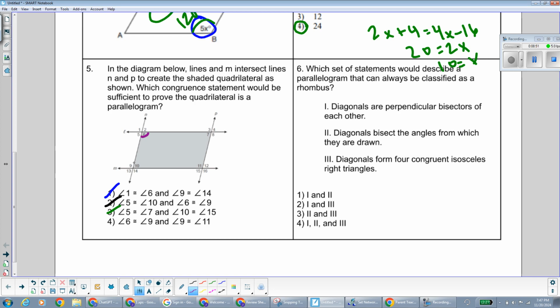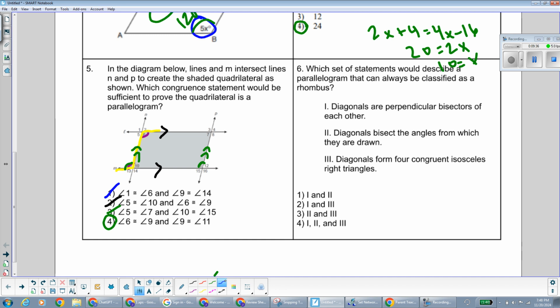Angle 6 congruent to angle 9. So notice alternate interior angles. So these lines are parallel. Angle 9 and angle 11. These are corresponding angles, top right, top right. So the lines forming them are parallel. So that's the answer that we're looking for. That's the one that has angle relationships that show both pairs of opposite sides are parallel.